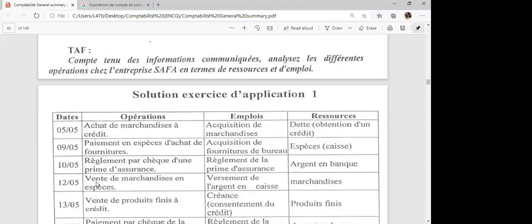On the 13th, again, vente de produits finis à crédit. So this guy got the goods on credit. So he did not pay for them there and then. But whatsoever the case, what I lost are my goods, and what I gained is credit.